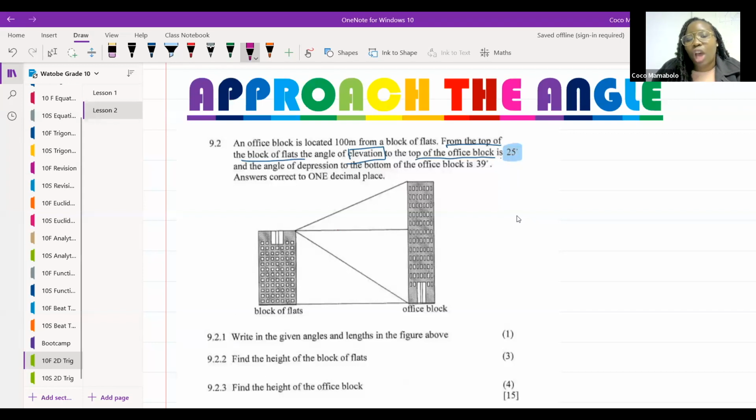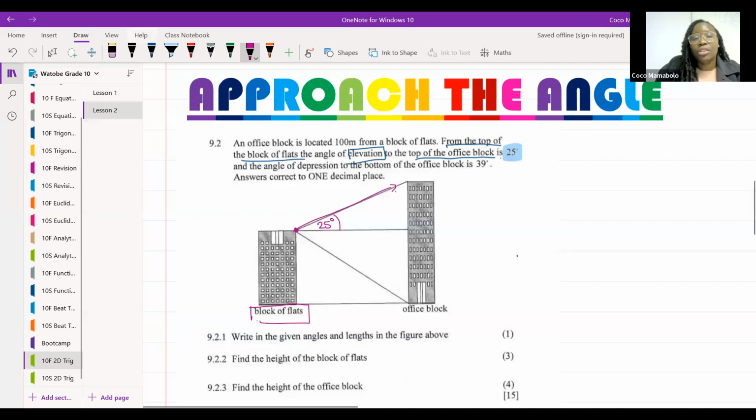All right, it says from the top of the block of flats. Now, here is the block of flats over here, guys. The top of the block of flats is here. So it says from the top of the block of flats, the angle of elevation to the office block. So we're starting at the top of the block of flats, going towards the office block. We're going towards it. So the angle that is created will be over here. Okay. So this one is 25 degrees.